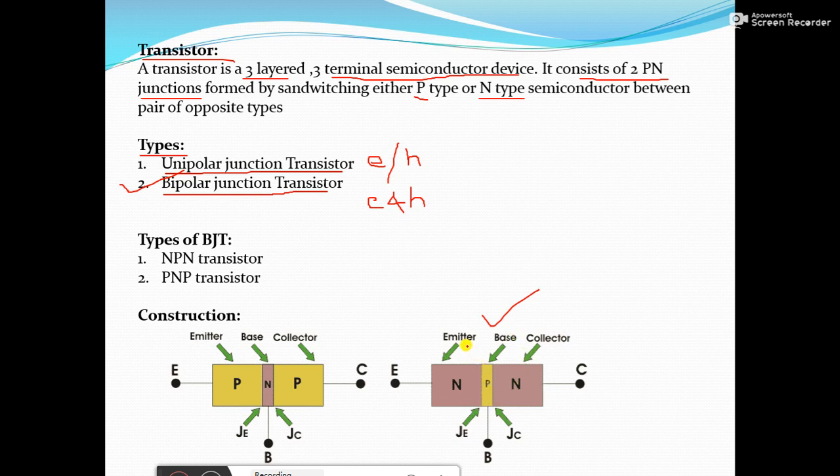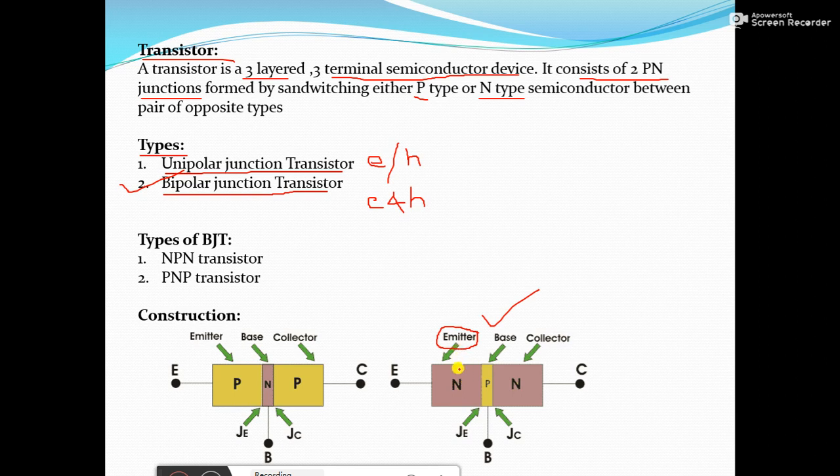So we should discuss each of the terminals with respect to their position, with respect to their doping level, and with respect to their size. First one is the emitter. This is the leftmost portion. This is located towards the left, it is located at the left position.